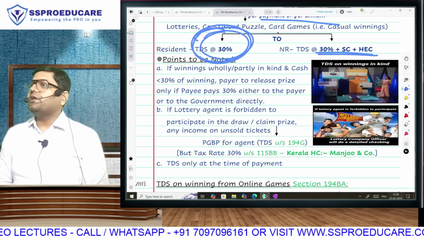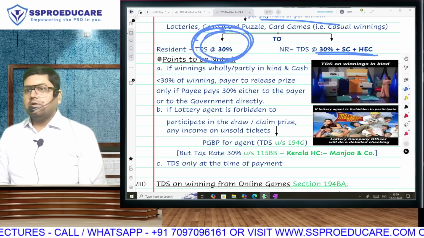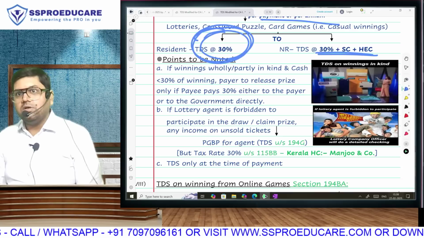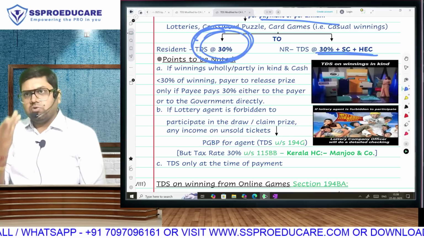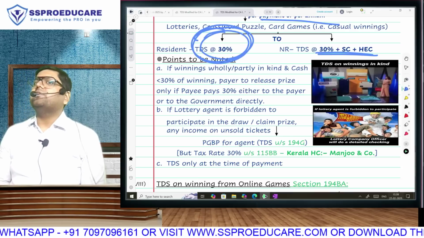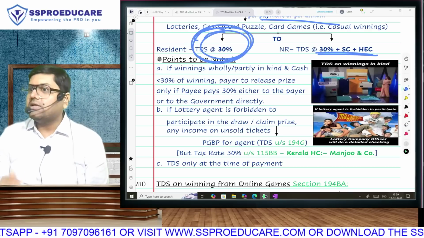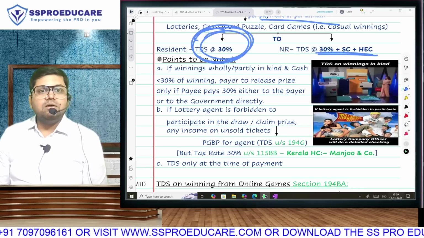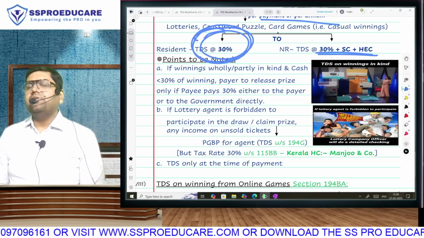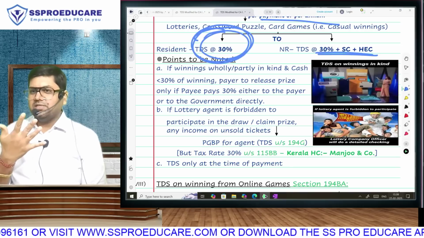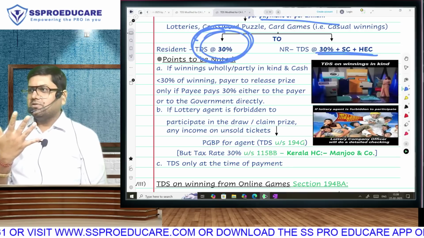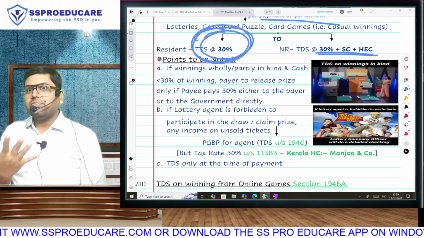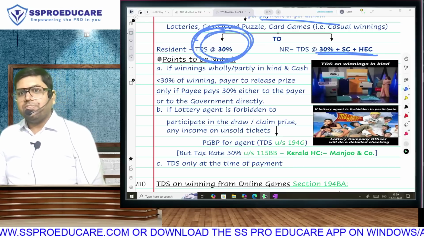What is the rate of TDS on casual winnings? 30%. Is a car won in a TV game show a casual winning only? Come on, TV game show. It's a casual winning. So how will the company release it? Obviously, they will cut the bonnet and give it to you. 30% TDS. So do one thing. 1, 2, 3, 4, 5 wheels. No, 4 wheels and 1 stepney, the spare wheel. So out of 5 wheels, cut 1.5 wheel.